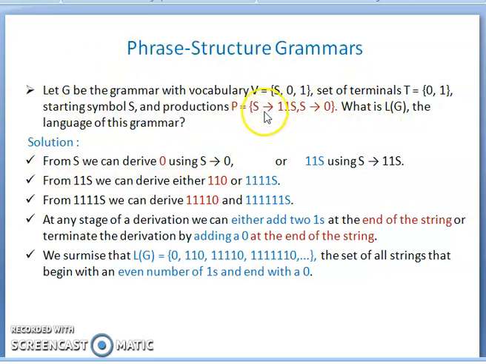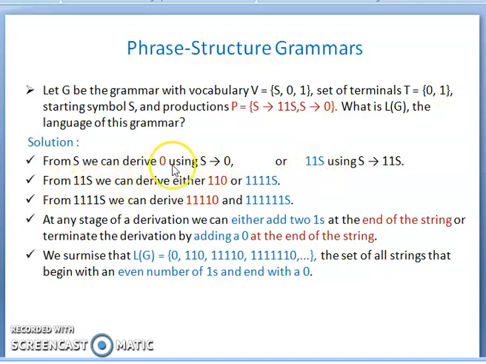Now you start with S. From S we can derive 0 directly by using this particular production, and you can use S implies 11S to get double 1s followed by S. So hence you get one is the 0 and the second one is the double 1s with S again. This S is a non-terminal symbol, so you can substitute either 0 or double 1s in place of this particular S.